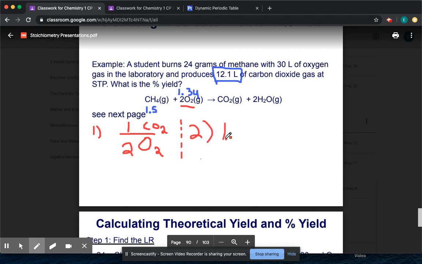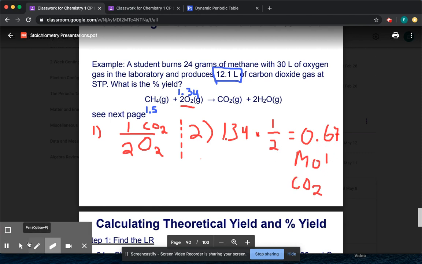Okay, and then step 2 is to just multiply it out. So we have 1.34 moles of oxygen. That needs to get multiplied by 1/2, which is going to come out to be 0.67. So theoretically, we are supposed to get 0.67. This is moles of CO2. Okay. This is what we're supposed to get. Okay, 0.67 moles of CO2. That's what we are supposed to get. Okay, and give me some more space here.